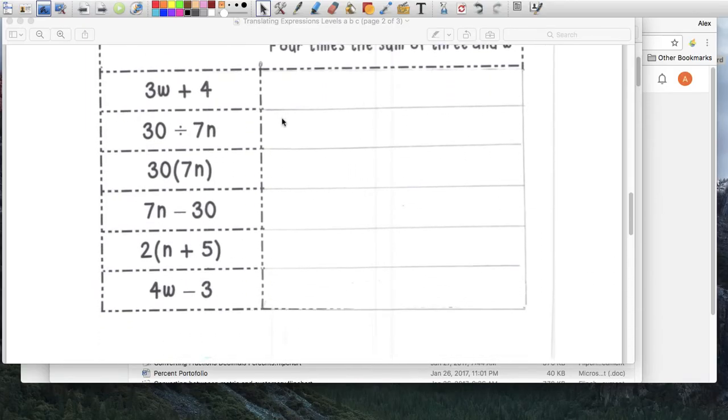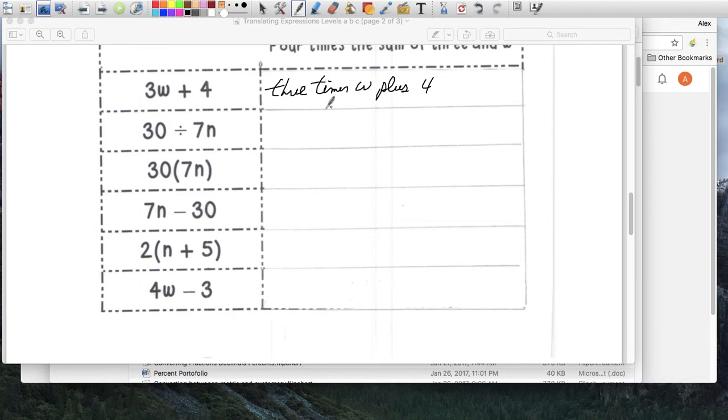Now we're writing 3 times a letter W plus 4. Okay, this is not the sum of W plus 4. This actually is you multiplying 3 times W, finding the answer to that, and adding 4.